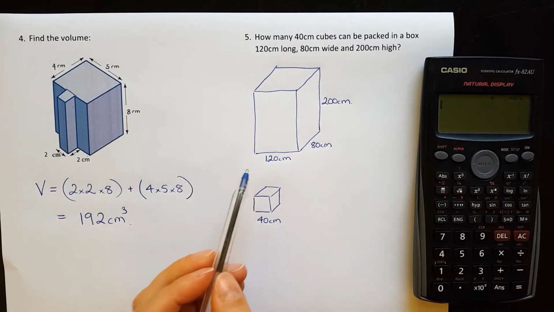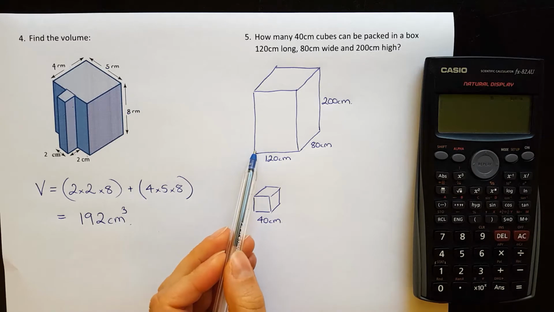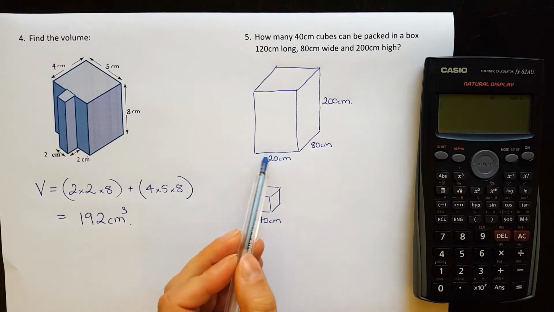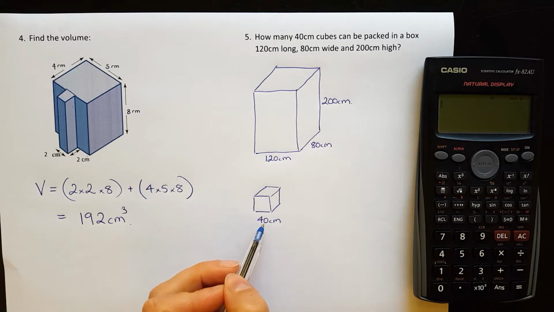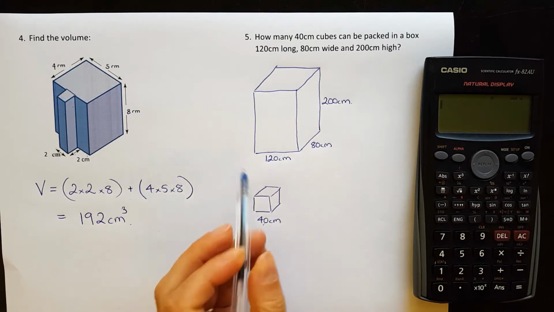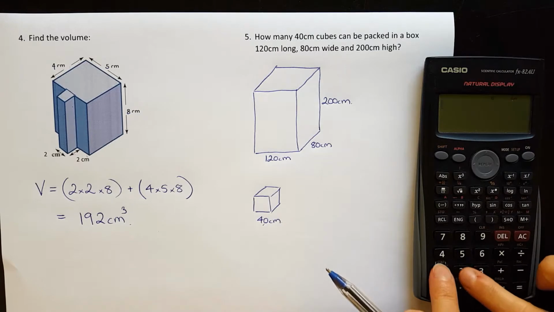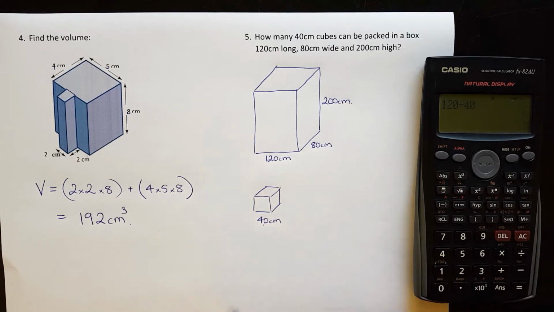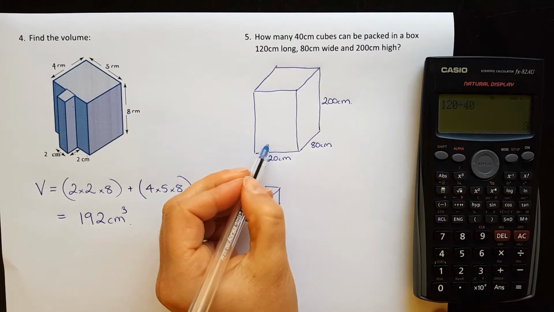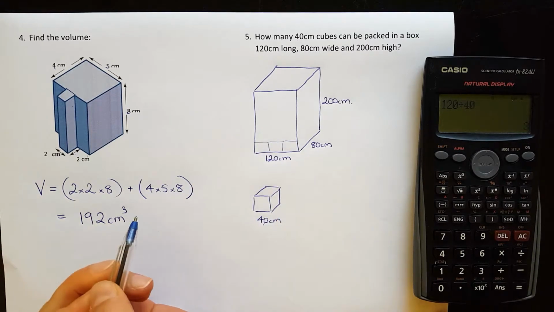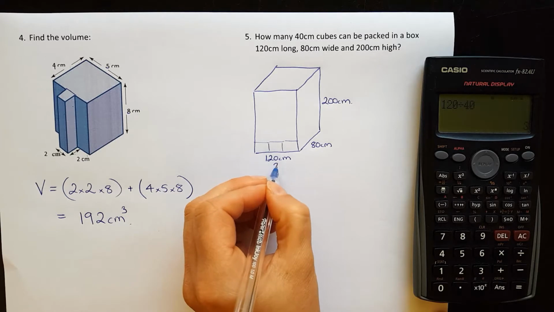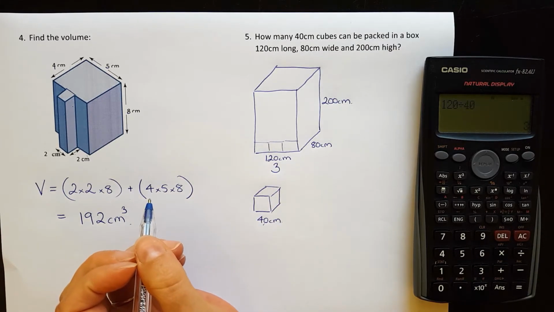Okay, so how many cubes could I fit across the bottom of this box here? I have 120 centimeters. If I divide that by 40, that means that I could fit 3 cubes. You can type that in your calculator if you like. 120 divided by 40. So that's 3 cubes. If you could imagine drawing them in there, I could have 3 little cubes packed in there like that. So that means I'm going to have 3 across the bottom there.